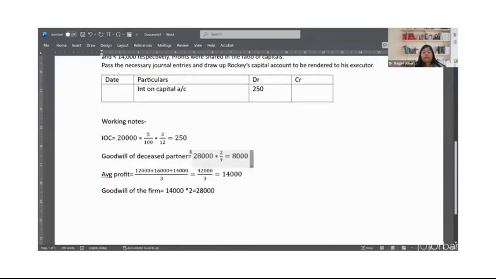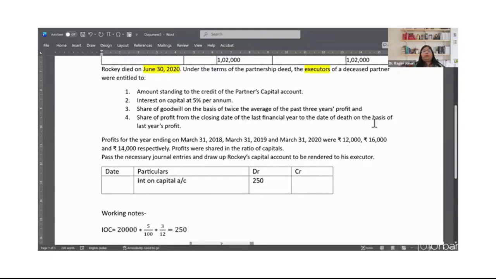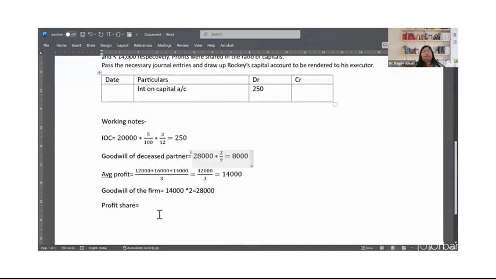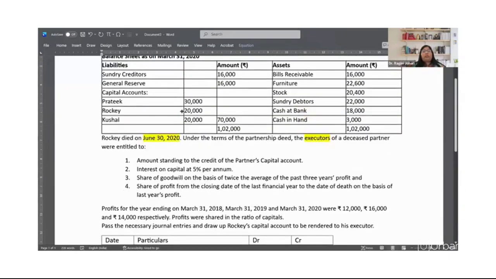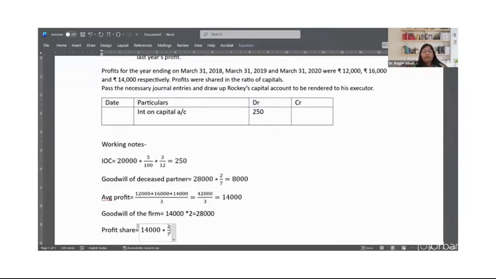Then the share of profit from the closing date of last financial year. Profit share now will be how much? It says that on the basis of last year's profit. Last year's profit is 14,000. So let us calculate his profit share. Profit share is 14,000 multiplied by his profit share 2 upon 7, for 3 upon 12. So this profit comes to 1,000. Now this profit will be debited from the firm and goes into his capital account. Since it is the case of a deceased partner, profit will be shared from the profit and loss suspense account. So this is P&L suspense account, debit, 1,000.